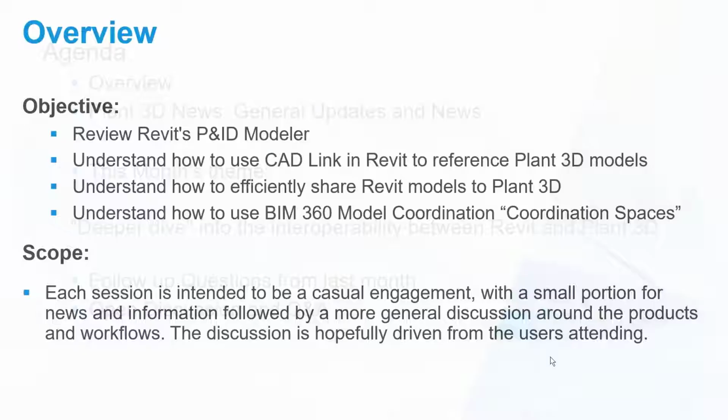For the overview of the session, we'll talk about the Revit P&ID Modeler, which is something built into Revit that we'll want to show. We'll talk about using CAD links to bring Revit models into Plant3D, and then how to bring Plant3D models into Revit, and then vice versa, Revit to Plant. We'll also talk about BIM 360 model coordination and coordination spaces. That's something that's fairly new that's come out, and we'll talk about how you can share models up there for some clash detection and coordination.